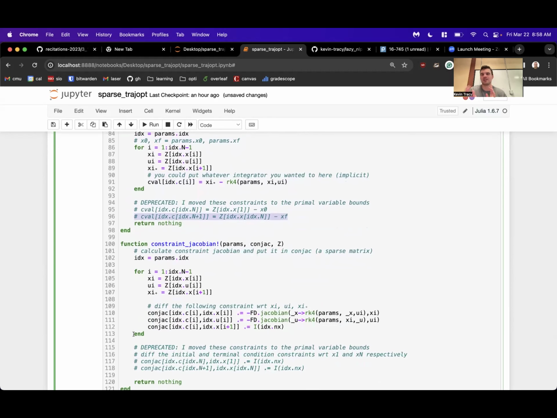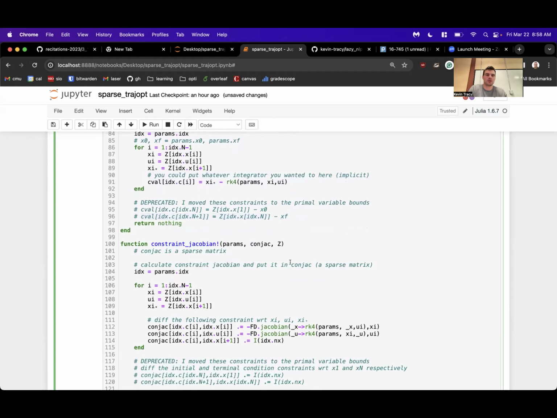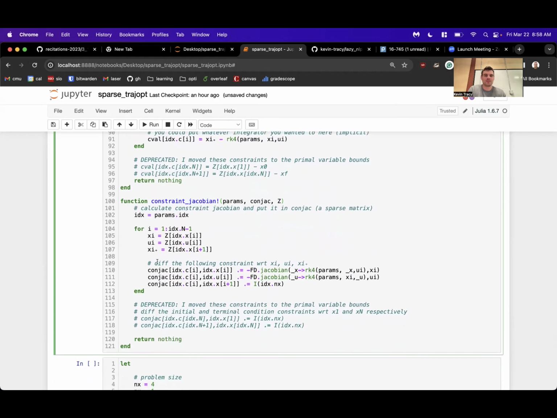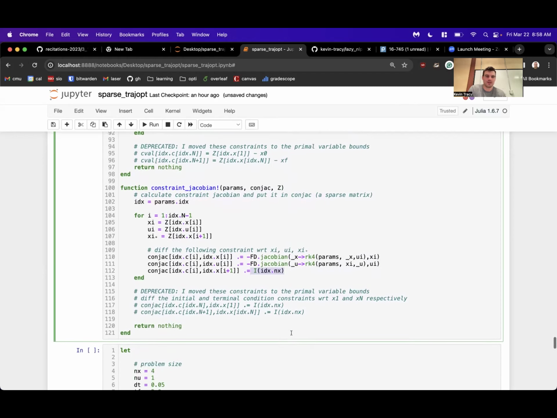And now here's the sparse matrix part. For the constraint Jacobian, I take in this conjac, which is a sparse matrix. Now I go through, just like I did with my functions, cval of IDX CI, this is conjac of IDX CI, and I take the derivatives of this with respect to the three values that show up here: x i plus 1, x i, and u i. This is x i, u i, x i plus 1. I take these Jacobians right here and then return nothing.